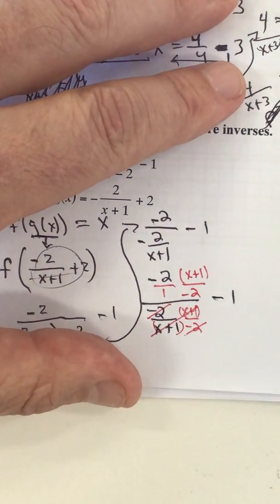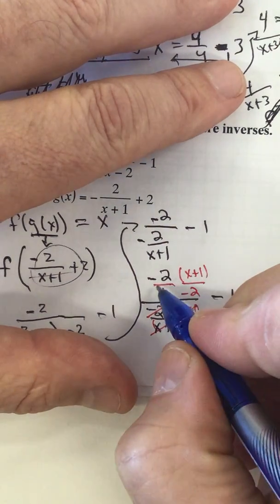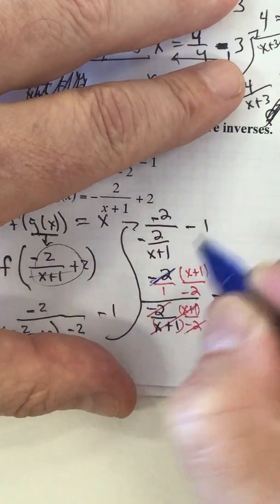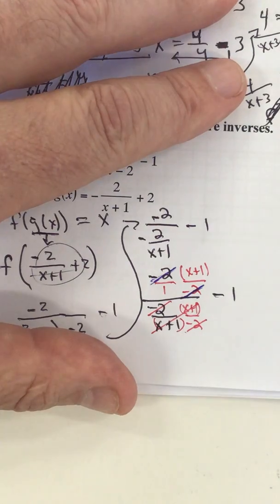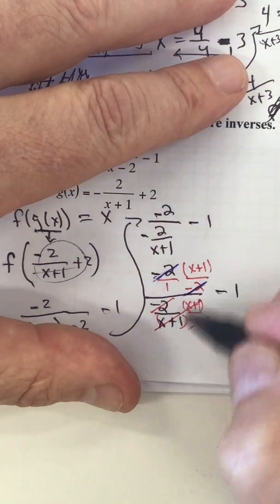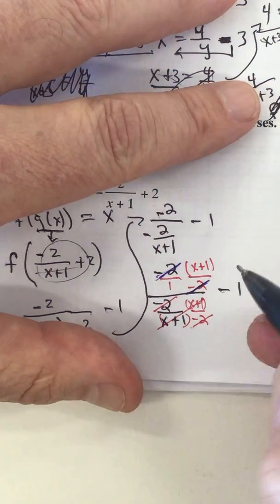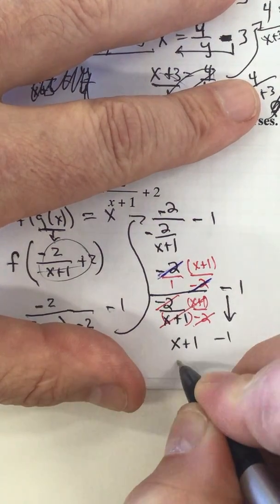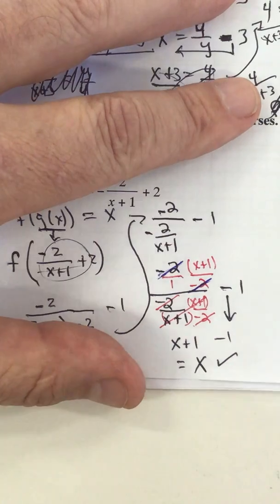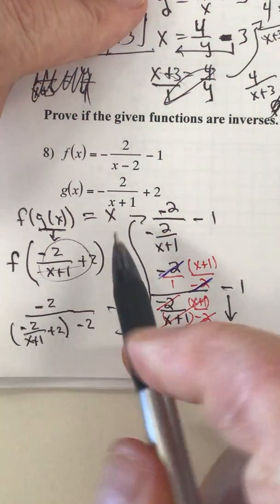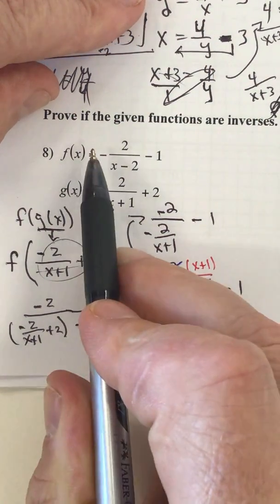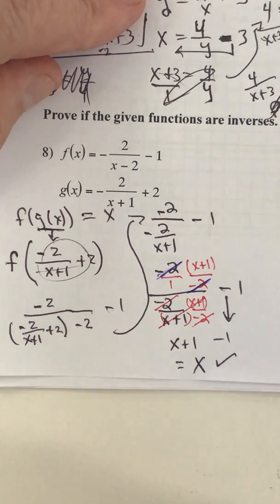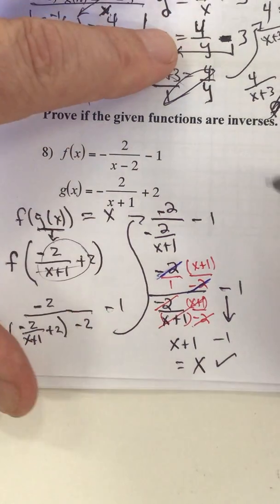Okay. Well, let's see what happens here. So now I've got a -2 up there, reducing a -2 right there. So all of this complicated fraction ends up being x plus 1. And then there's still this minus 1, so the whole thing ends up being x. So sure enough, by taking g and plugging it into f, we did get x. Okay, but that's only half.